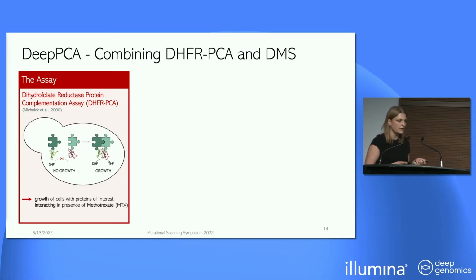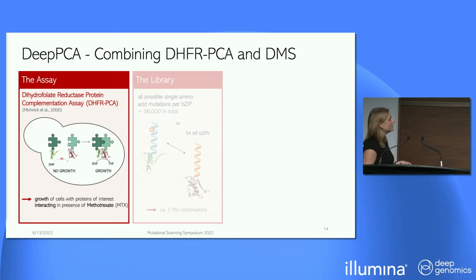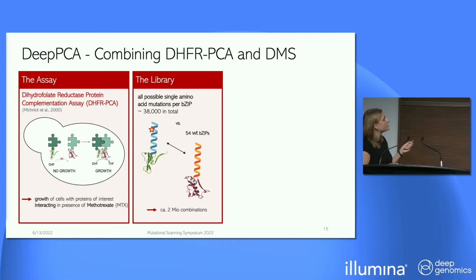the interaction of. And if these proteins interact and the DHFR is reconstituted, it allows growth of cells expressing these tagged proteins in presence of the drug methotrexate, while cells with non-interacting proteins cannot grow. Our library, that I mentioned before, is all possible single amino acid mutations per 54 BZIPs, which has a size of about 38,000. And we pair it with the 54 wild-type BZIPs, which gives us a total of about 2 million combinations that we want to measure the interactions of.